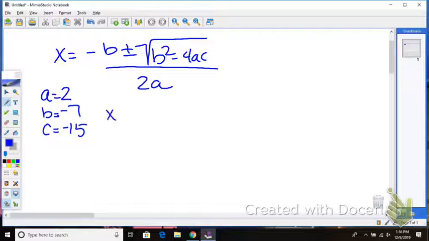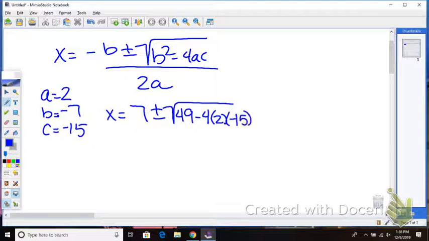So I have x equals, I'm going to put 7 plus or minus the square root of, negative 7 squared is what? 49. Positive 49. Minus 4 times a, which is 2, times c, which is negative 15, all over 4, because I have 2 times a. So then I have negative 8 times a negative 15.